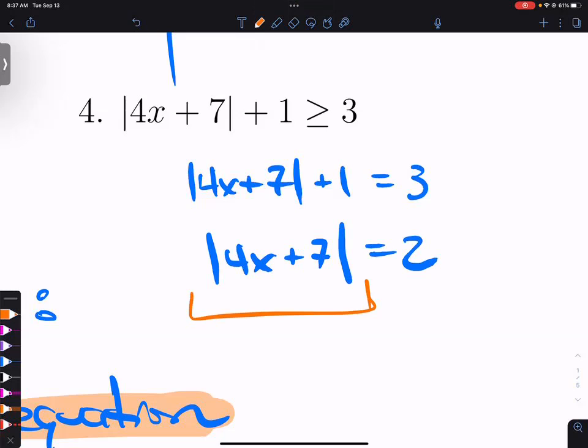But I don't want to start thinking about the distance thing and what the absolute value means until we've got it by itself, because now I can say the absolute value of something is 2. So the distance of something I don't care about yet is 2. That tells me where it is. Then I can start breaking things down, right?